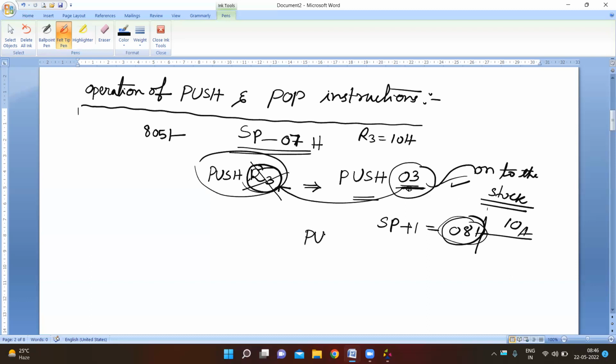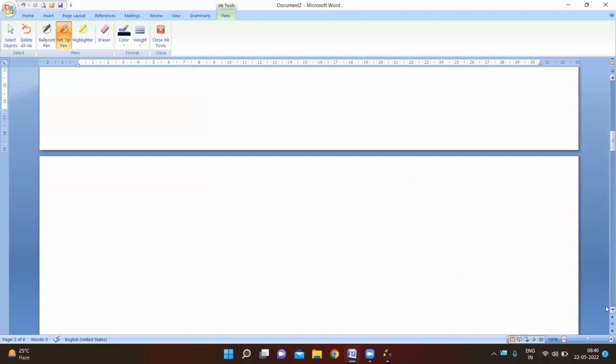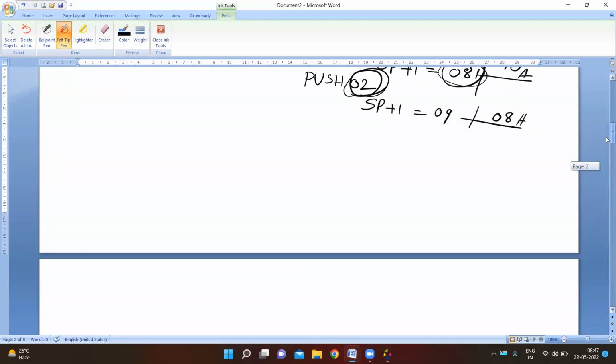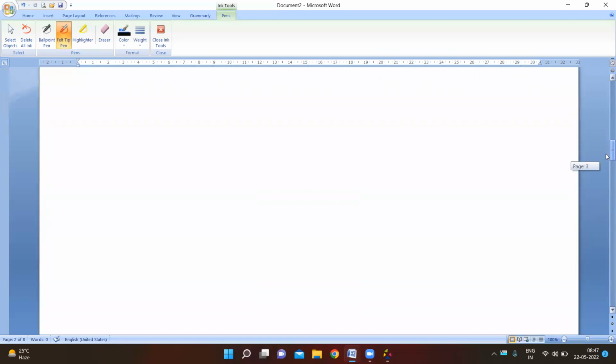If we write push 02, let us initially assume the contents of R2 are 08H. Now push 02 indicates that the stack pointer is incremented by 1, so it becomes 09. Now the contents of the R2 register, the contents of the 02 location, are pushed onto the stack whose contents are 08H, like this. I'll explain this with the help of a diagram, with the help of a small program.